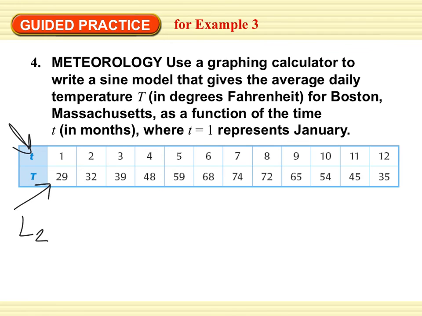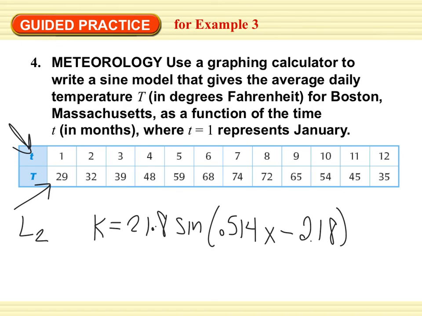So my function is k equals 21.8, sine, b is 0.514, x plus, that's actually a minus, 2.18, plus 51.3. Pretty cool. It appears to be a really good fit too.